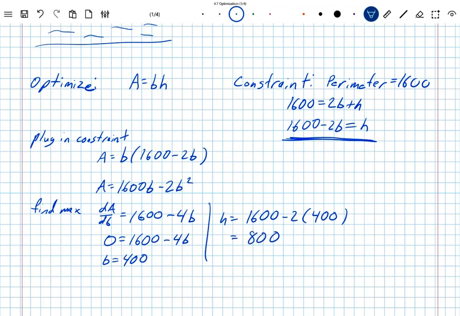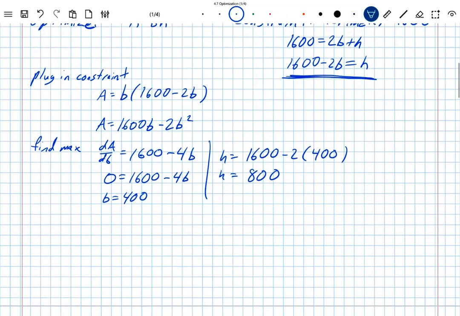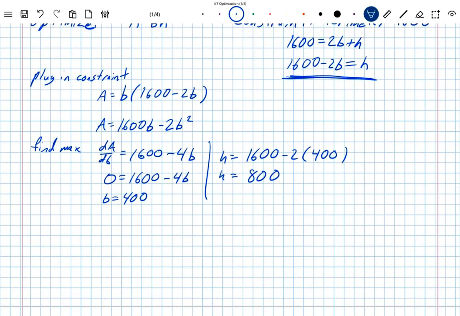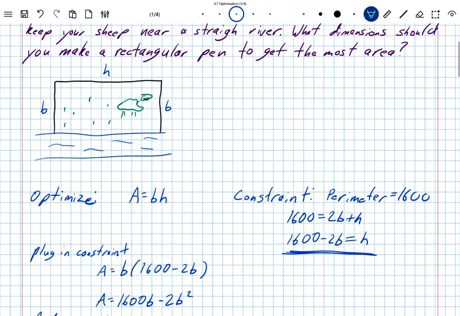Great. In other words, my pen should be 400 by 800, which kind of makes sense, right? That if I get one side for free, I expect it to be longer along the top, right? To take advantage of this free side here.